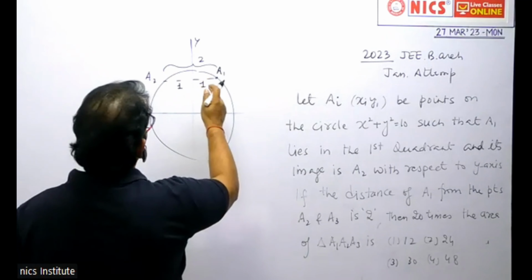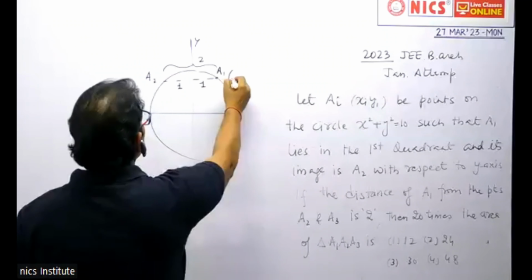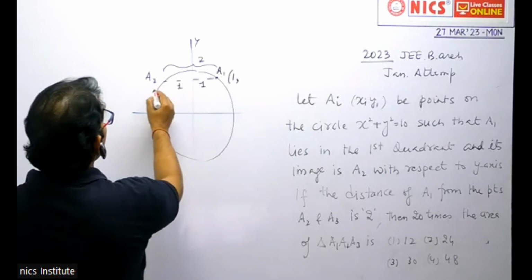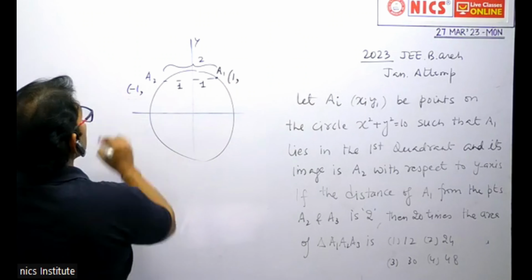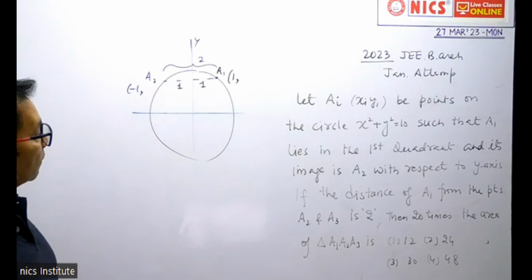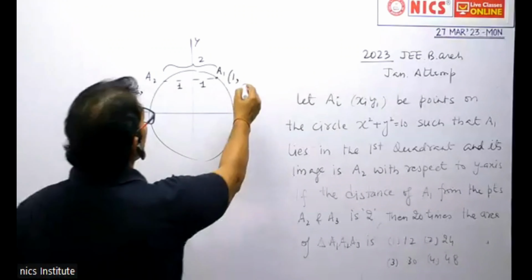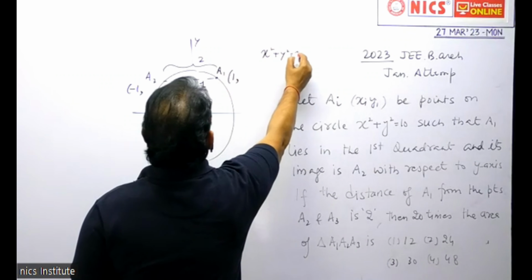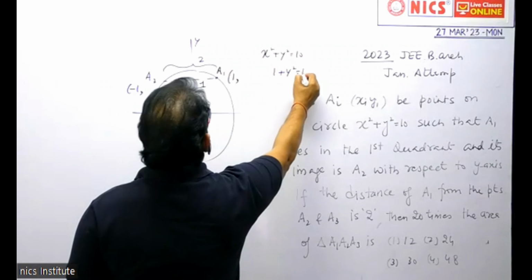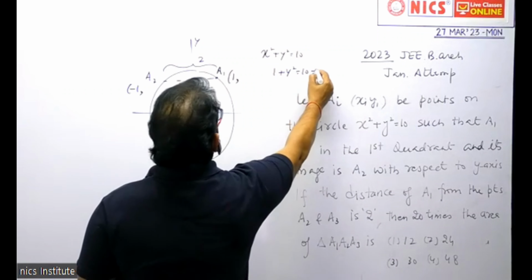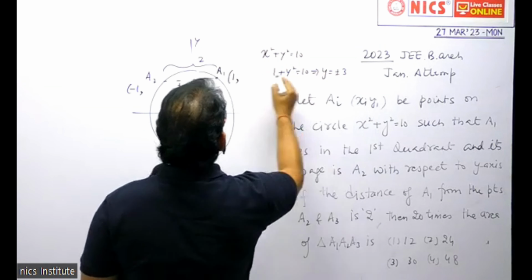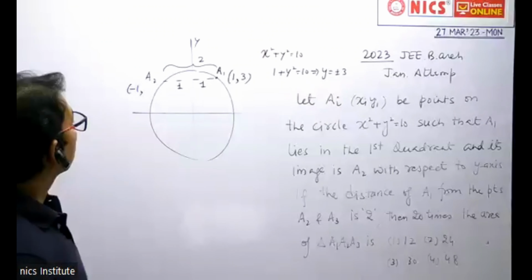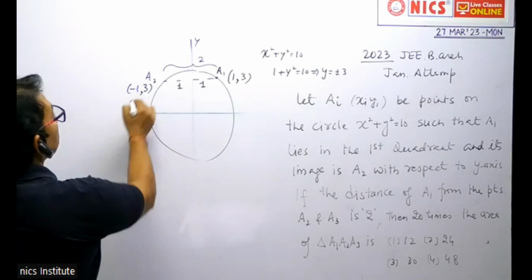Also, you know that the distance of a point from the y-axis is always the x-coordinate. It means the x-coordinate will be 1. And since A2 is the image, A2 would have x-coordinate as -1. You can find the y coordinate very easily. This point lies on the circle, so it would satisfy the equation of the circle. You get the value of y. Y is plus minus 3. That means this point is (1, 3) and this would be (-1, 3), right?